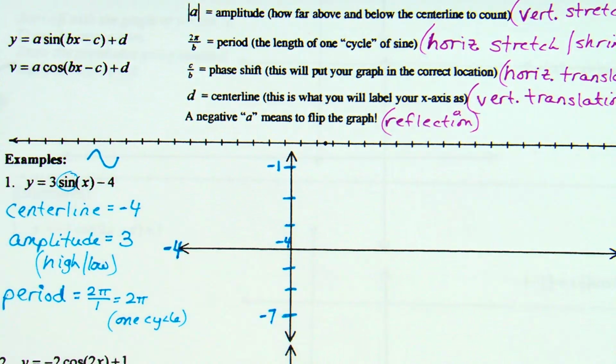Okay, so we know how high and low my graph goes. The period is 2 pi. So that means your minimum requirement is to draw one cycle of this graph.